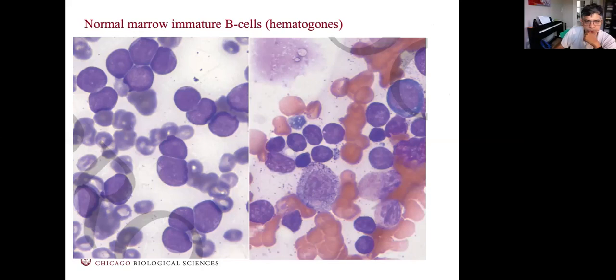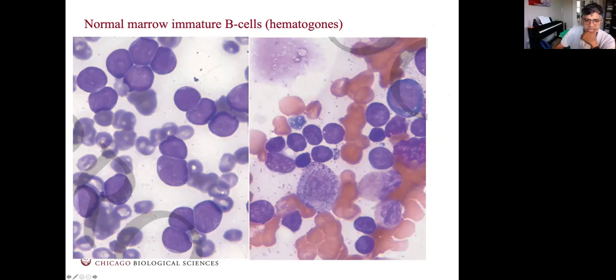Okay, so there are two slides here, one to the left and one to the right. And the one to the right, this is actually your hematogones. Okay, these are small, medium, large hematogones in the bone marrow of a kid. These are normal B cells. Sometimes hematogones will look like leukemic B cells.